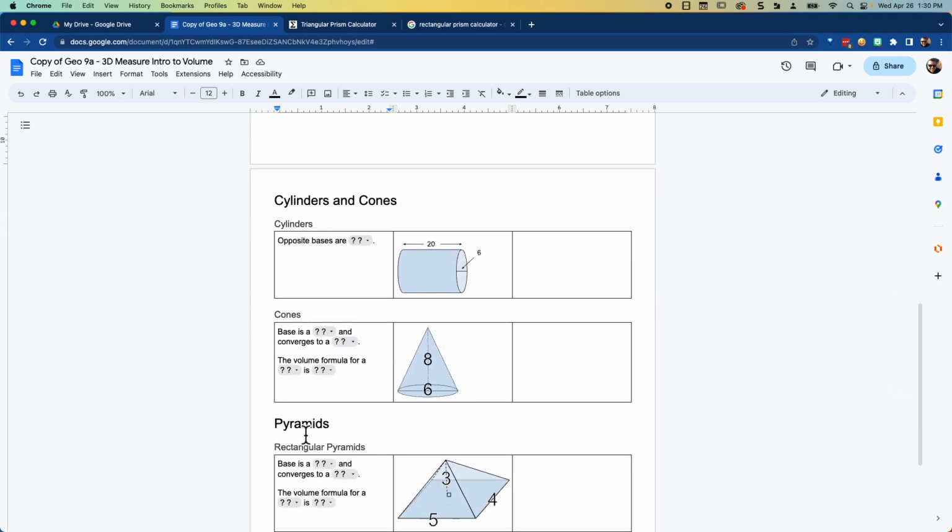Okay, cylinders. Cylinders are very straightforward, very much like the other shapes that we were looking at. The slight difference this time is that on a cylinder, the base area that we're looking at is a circle.